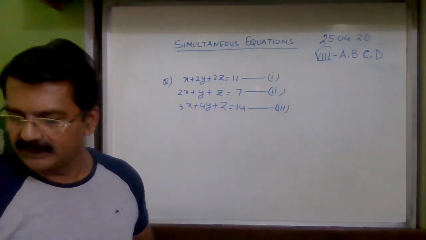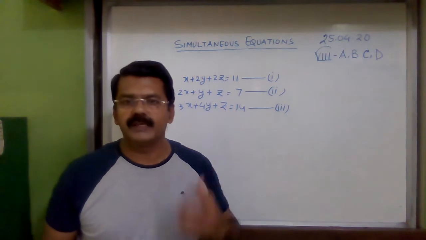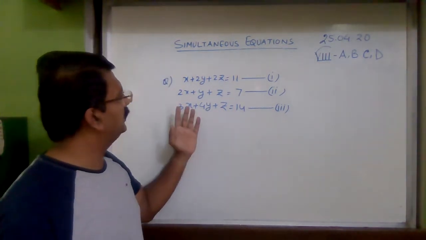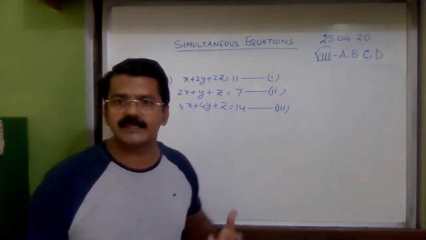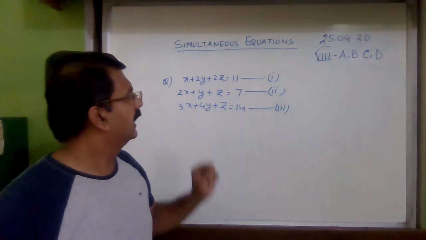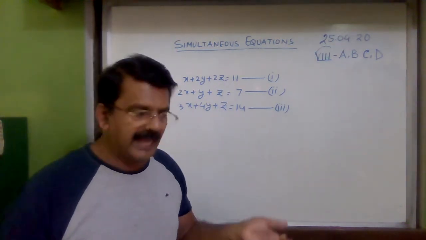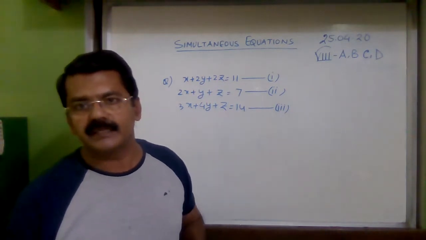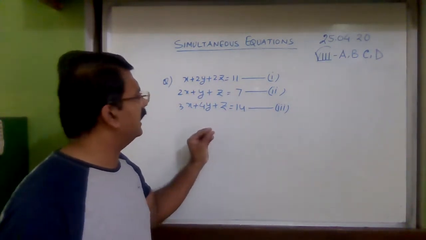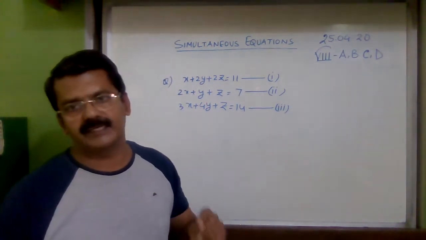Now, in all previous questions, we have only 2 variables, that is x and y. But now we have three variables, x, y, and z, and that is why there are 3 equations. I told you we must have at least as many equations as there are variables. So as there are 3 variables, there are 3 equations. Now we have to solve these 3 equations to get the values of x, y, and z.